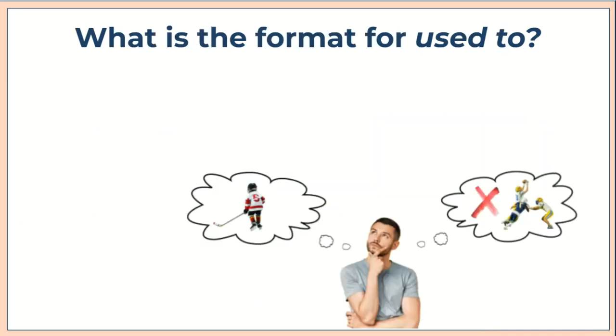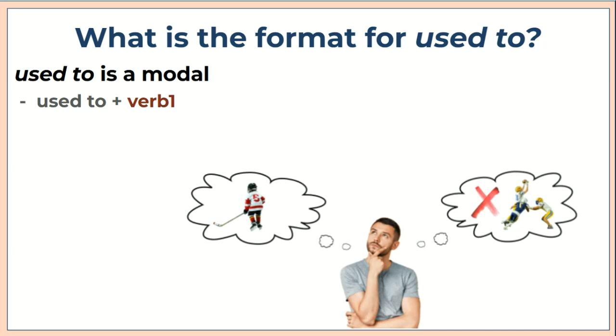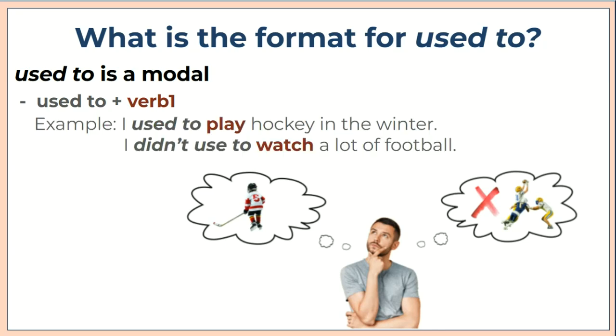All right, so how do we create or format used to? In this case, used to is being used as a modal. So like all modals, can, should, will, we're going to use a verb one or base verb after it. So used to plus verb one. An example is from this guy thinking down here in his past. He's thinking, I used to play hockey in the winter. I didn't used to watch a lot of football. And again, what does this mean? It means that in the past, he played a lot of hockey, but he doesn't do that anymore. And in the past, he didn't watch a lot of football, but now he does.